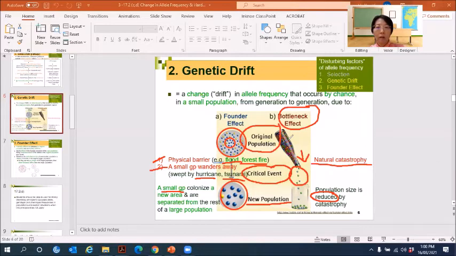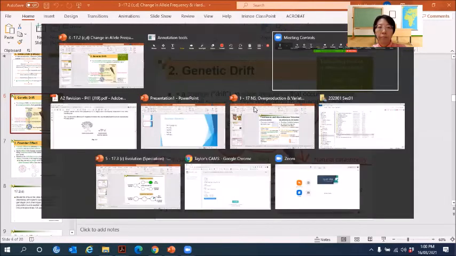So this question is talking about genetic drift, a slight change in gene pool and phenotype due to the founder effect. The question is talking about the founder effect.